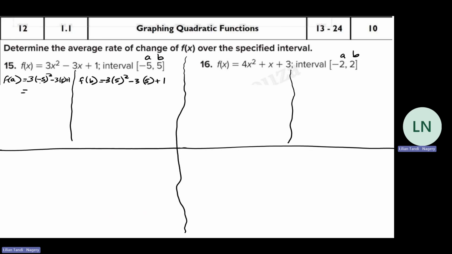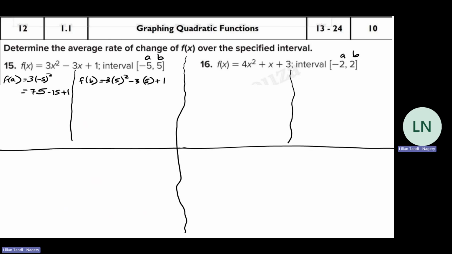This gives us 25 times 3. 25 times 3 is 75. Okay. And this will give me negative 15 plus 1. Okay, why negative? Yes, this should not be negative. This should be positive because your A is negative 5.